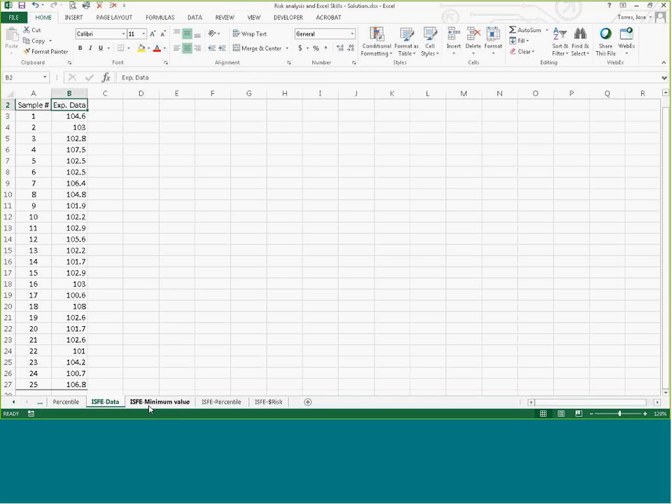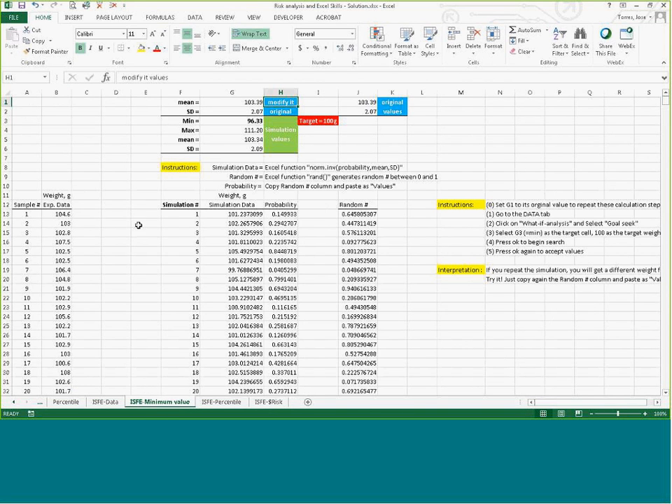Go to the next tab here, and here we have again on the left side data. In two cells here, the mean and the standard deviation of the weight. So the mean was 103, and the deviation was 2.07. You see this line was doing a fairly good job at keeping the balance of product correct.